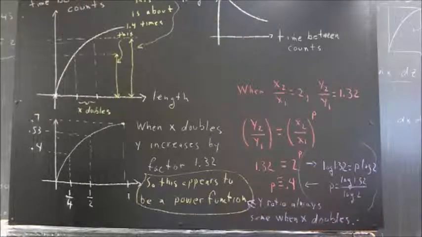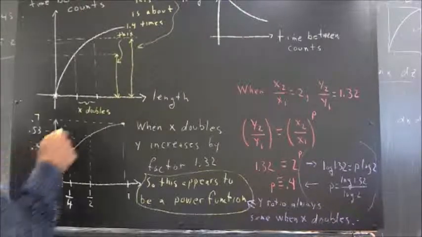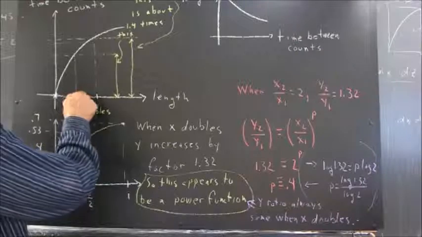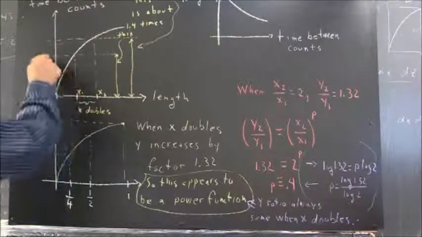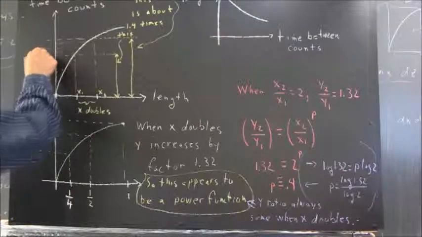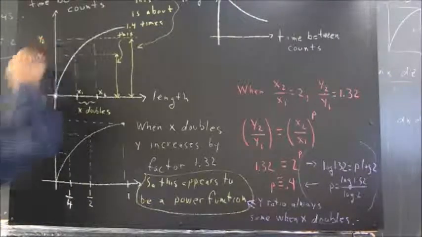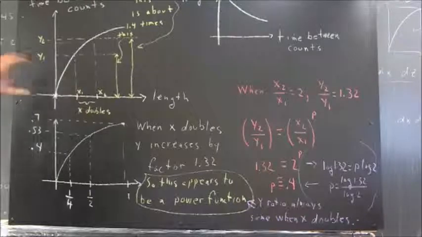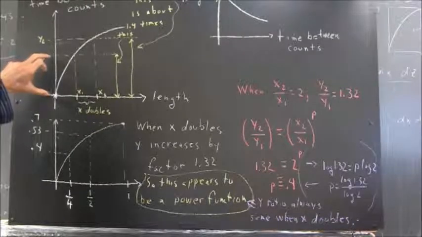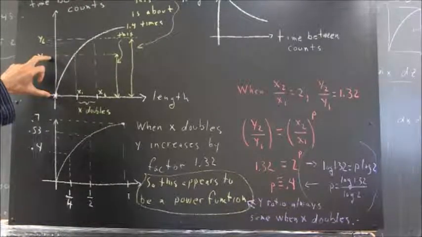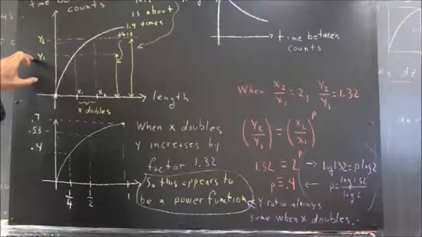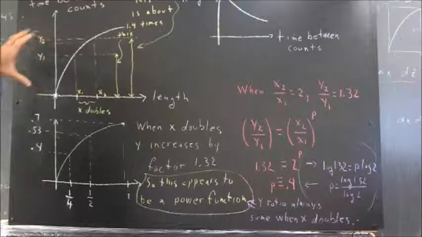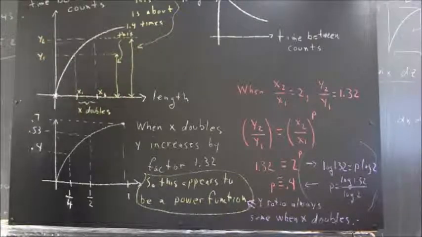Well, we could put a little notation in here. We could call this value x1 and this value x2, and then we could call the corresponding y values y1 and y2. Now, y1 represents this much on the y-axis. So this arrow here represents the value of y1, and this arrow represents the value of y2.